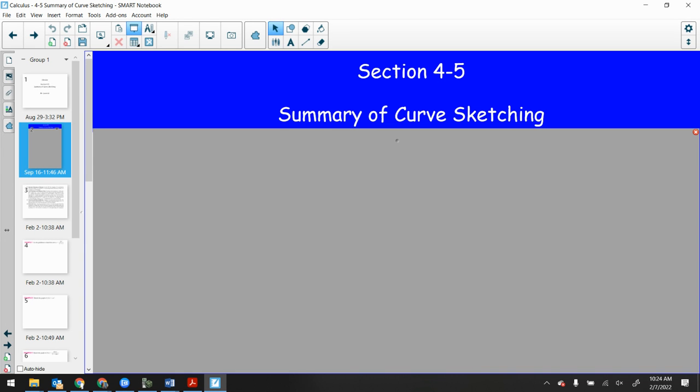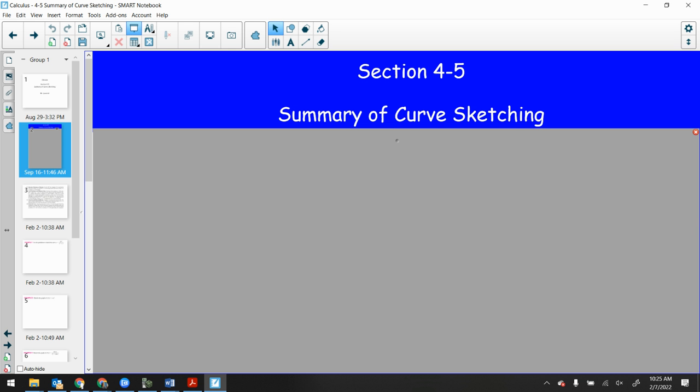Okay, so section 4.5. This is a summary of curve sketching. So in sections 4.5 and 4.6, we dig a little bit deeper, and I know this is weird to say because we've graphed a lot, but in sections 4.5 and 4.6, we dig a little bit deeper into sketching curves. Now I will say this for the next quiz, section 4.5, 4.6 quiz.